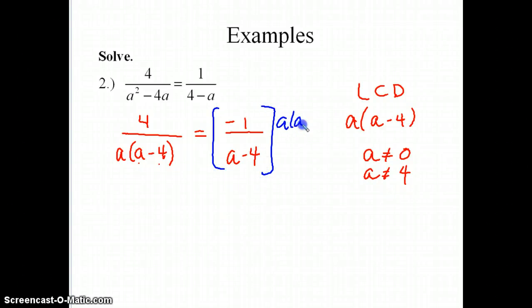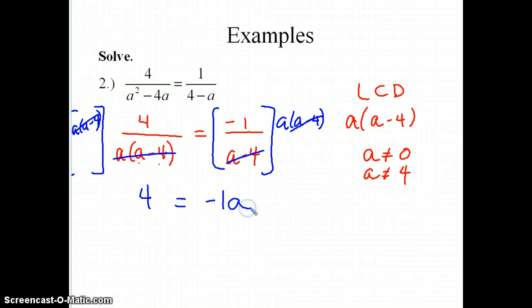So A times the quantity A minus 4. On the left-hand side, the A and the A minus 4 both cancel. So I'm left with 4 is equal to. Over here, the A minus 4 is canceled, leaving me with the opposite of A, or negative 1A. I need to solve for A, dividing both sides by negative 1. A is equal to negative 4 for my final answer.